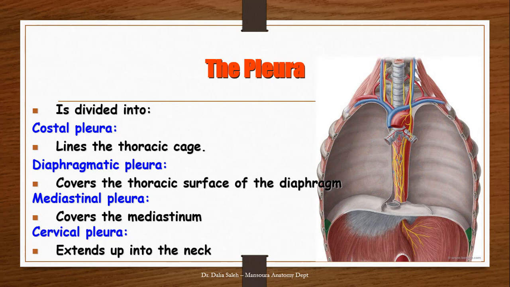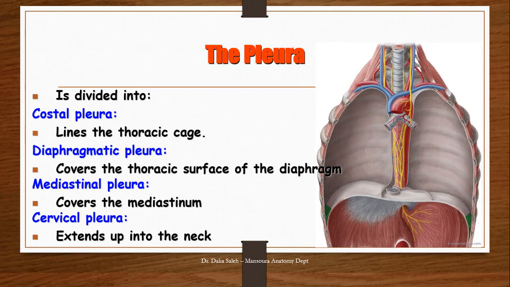So we can see here the costal pleura related to the ribs, intercostal spaces, and intercostal muscles. Diaphragmatic pleura, which covers the superior surface or thoracic surface of the diaphragm. Mediastinal pleura, related to the structures in the middle of the thorax or the mediastinum, and cervical pleura, which extends up into the root of the neck.